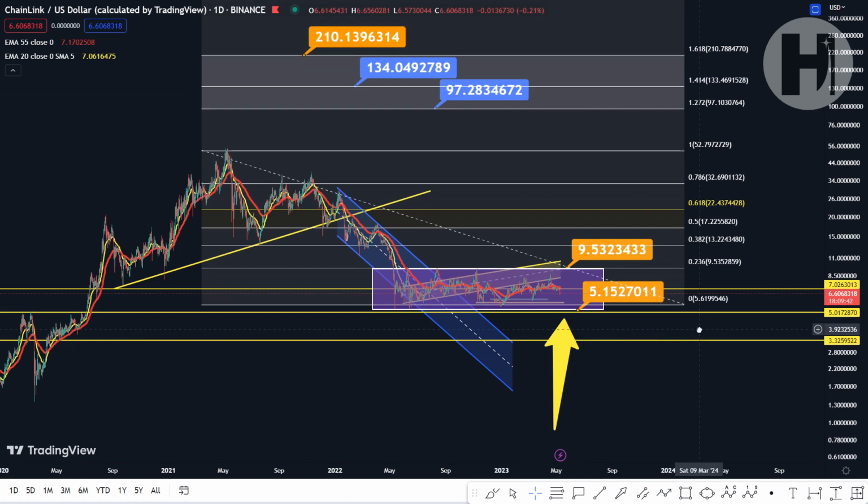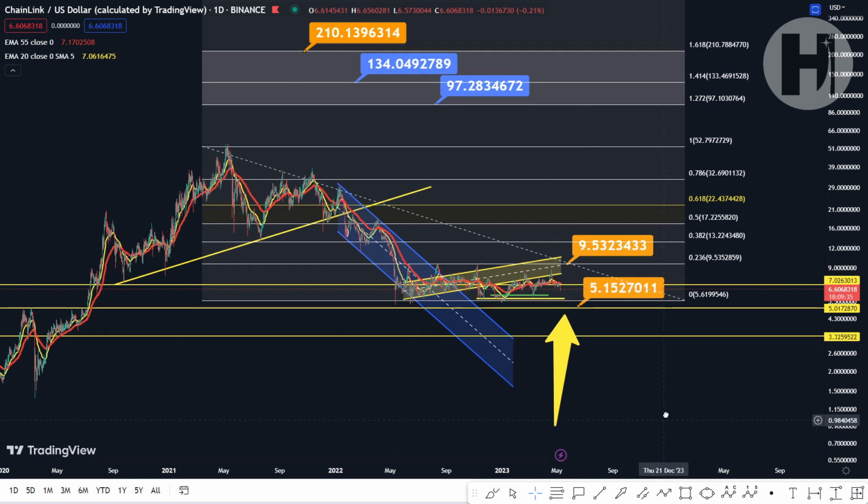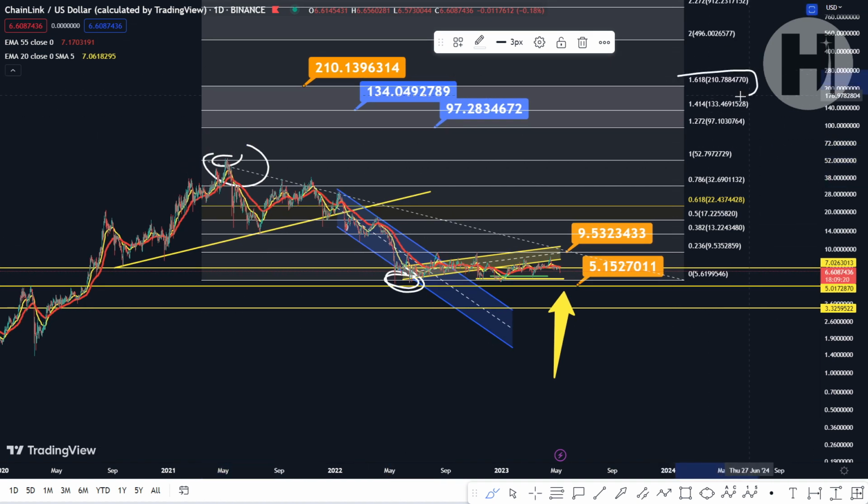Now let's jump straight into the TA. Taking a look at the daily chart, obviously we still have the exact same Fibonacci retracement. It's set up from the swing high in May 2021 all the way down to the swing low here in July of 2022. So from the low to the high, we have the 1.618 target at $210.